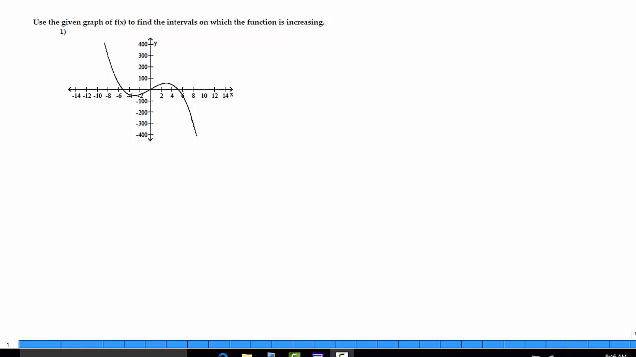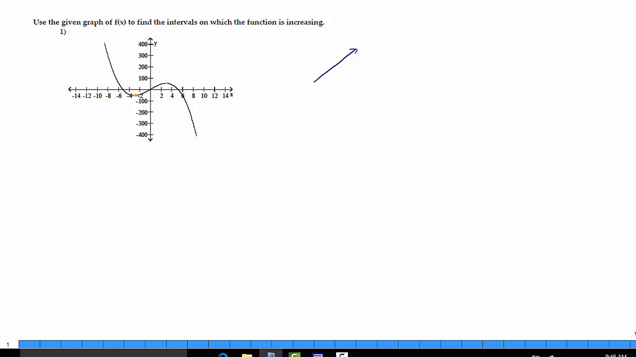Question number 1. Use the given graph of f of x to find the intervals on which the function is increasing. Recall that, with increasing, as you move left to right, the y values are getting larger. So as you move left to right, your graph is rising. Looking at my graph here, on this part, moving left to right, I'm falling, I'm going down, so that's decreasing.